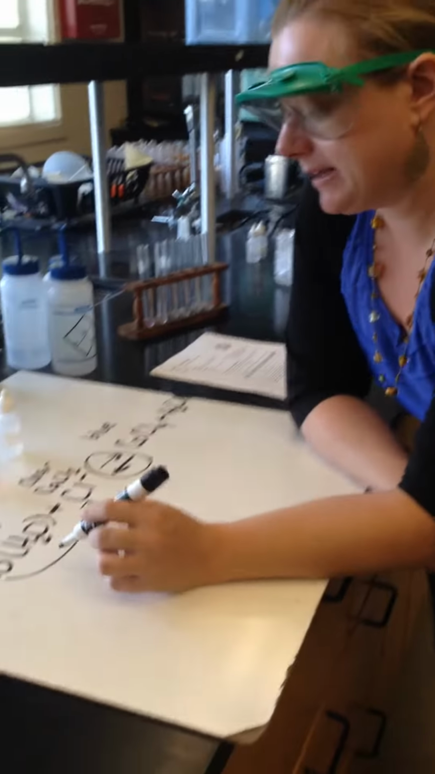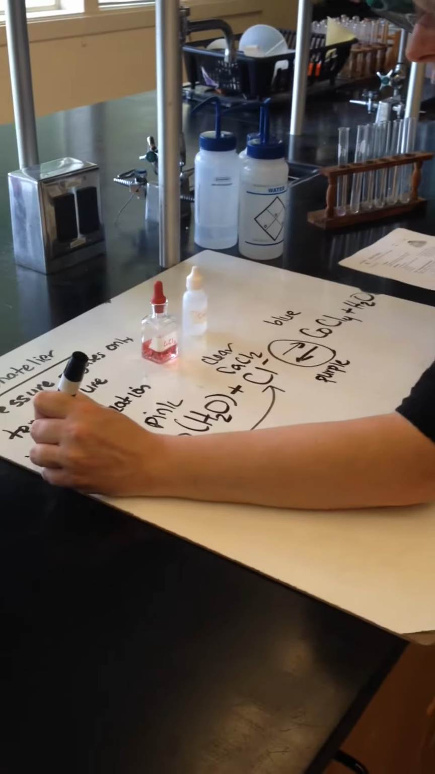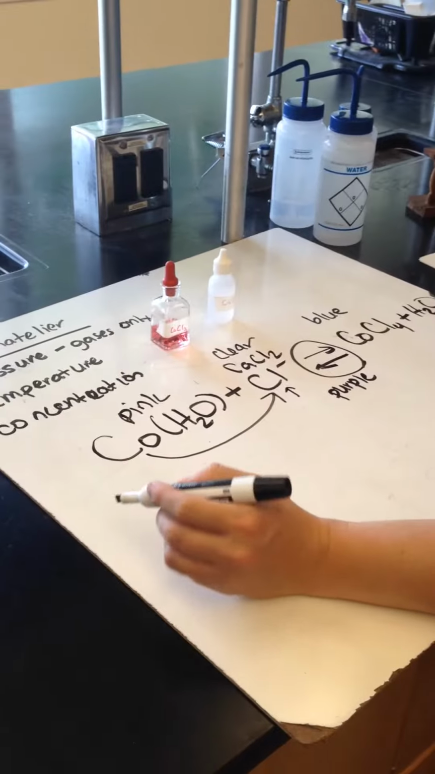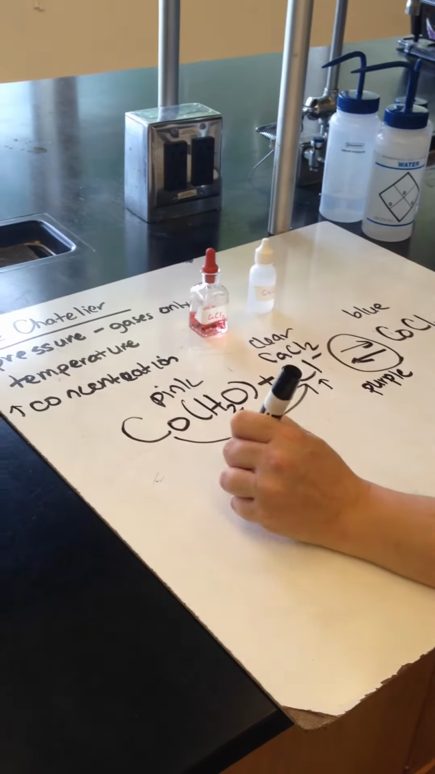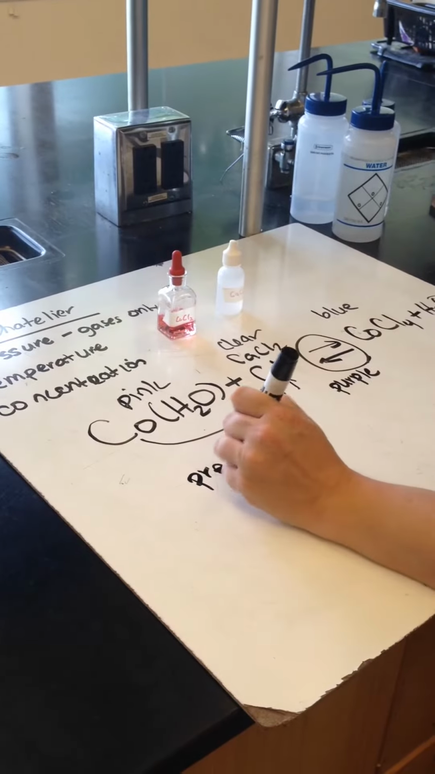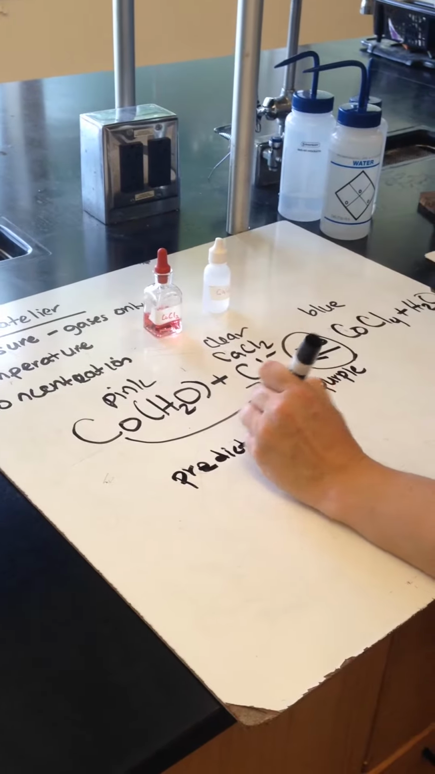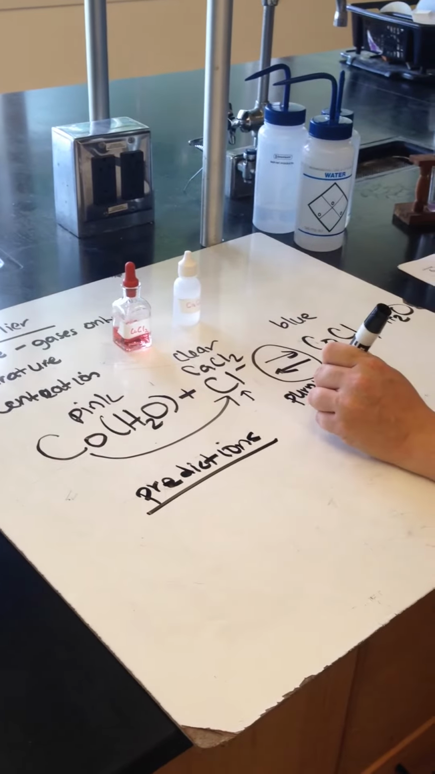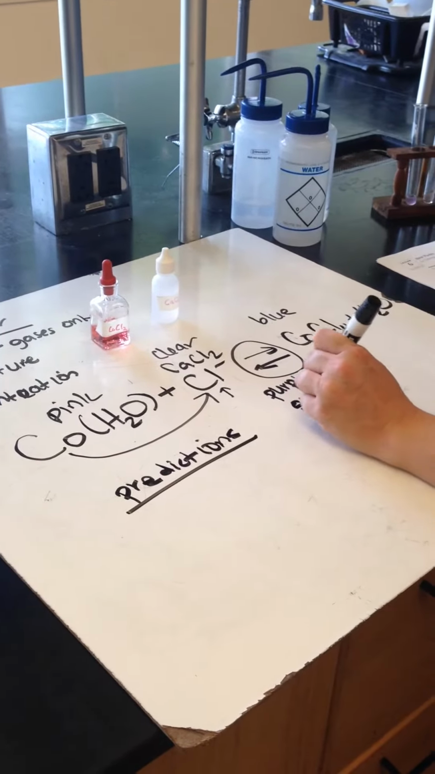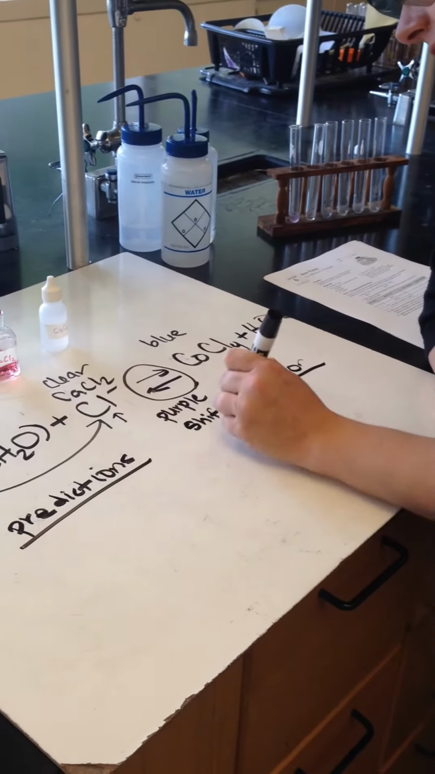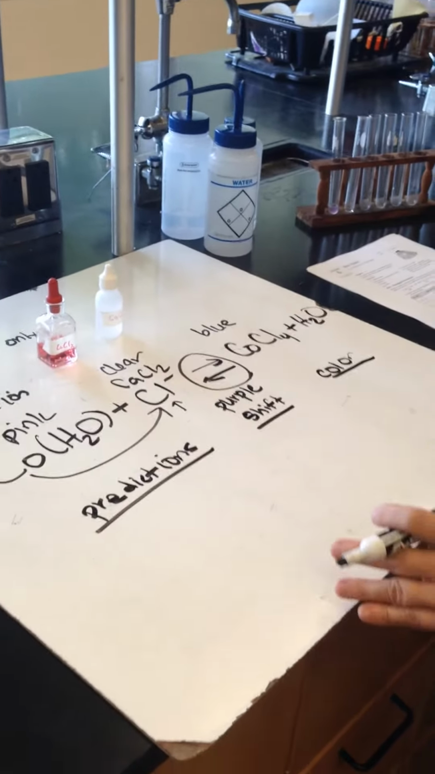So what's going to happen if we increase the concentration of chlorine? So here, let's do a little prediction. Let's make some predictions about what you think is going to happen. Which way will it shift? And what color will we see? Okay, so all of those things.